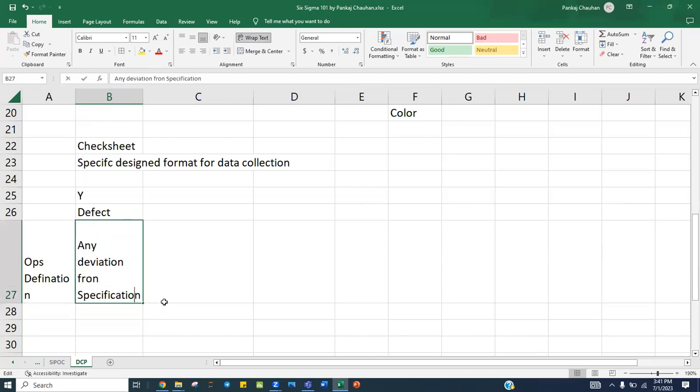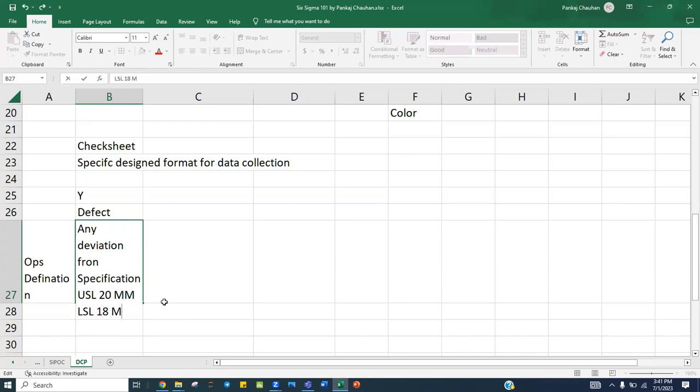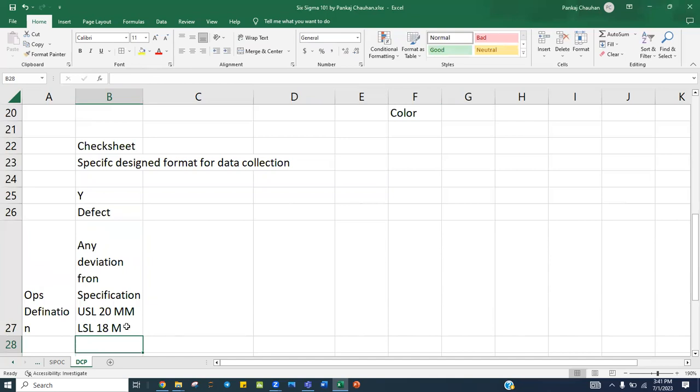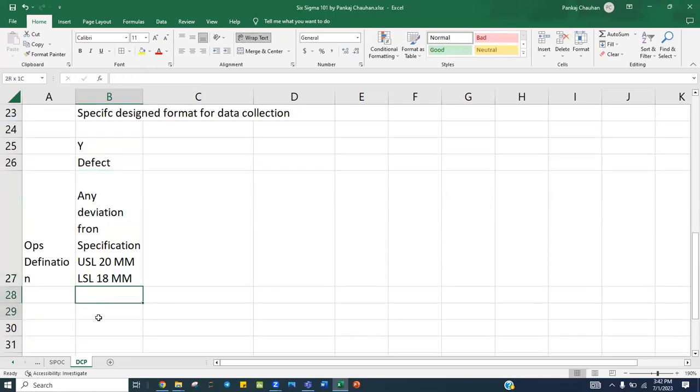So suppose you are collecting a dimension of a product where the upper specification limit, let's say, is 20 mm, and the lower specification is, suppose, 18 mm. So any product which has a dimension less than 18 mm or more than 20 mm, only those products you will be collecting here. So suppose I got one defect.